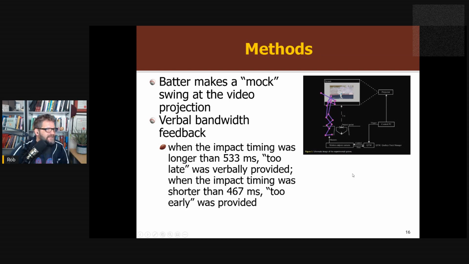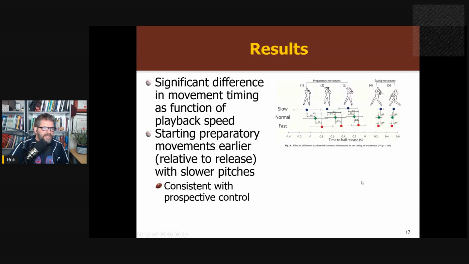But let's accept this, okay? What did they find? The biggest finding for me was the one related to that hypothesis I talked about earlier. There's a significant difference in movement timing, in particular when the person starts lifting their front foot off the ground and shifting their weight, based on the playback speed. And consistent with perspective control, people in the study started moving earlier relative to the ball release in the slow condition than in the fast condition.